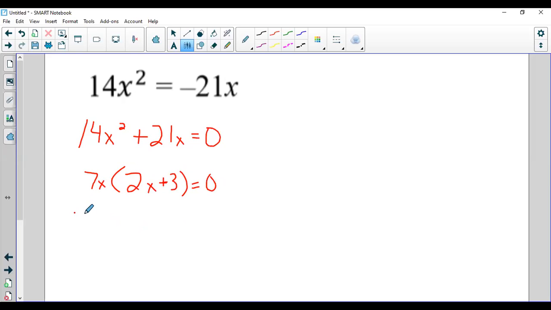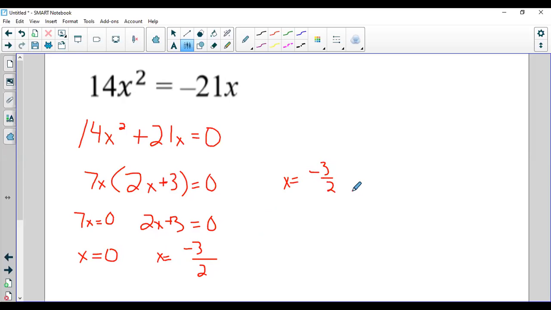So either the first factor, 7x, has to be 0, or the second factor, 2x plus 3, has to be 0. Solve each one. Divide by 7. X is 0. Or subtract 3, divide by 2. X is equal to negative 3 over 2. Put them together, my answer is x is equal to negative 3 over 2, because that's the smaller number, or 0.